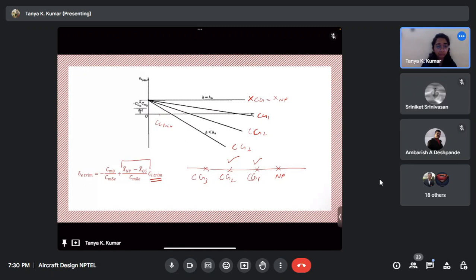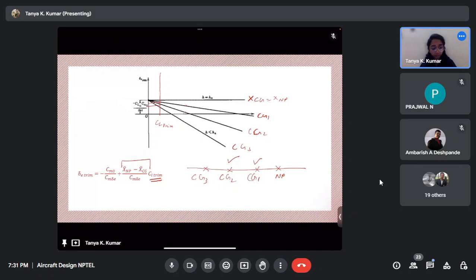What was trim? Where net moment is 0. Yes, where net moment is 0, correct. So suppose I want to trim my aircraft at this CL trim. Okay, so let's just draw a line there. Now this is CG1 and this is CG2. The elevator required to trim at CL trim for CG1 is this, and for CG2 is this.